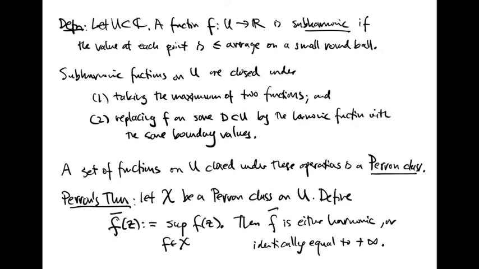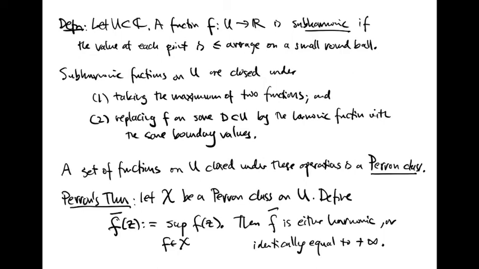The class of subharmonic functions on a domain U is closed under the following two operations: taking the maximum of two functions on the domain, or taking a function f and replacing it on some subdisk D in the domain by the harmonic function with the same boundary values. A set of functions on a domain U closed under these two operations is said to be a Perron class.